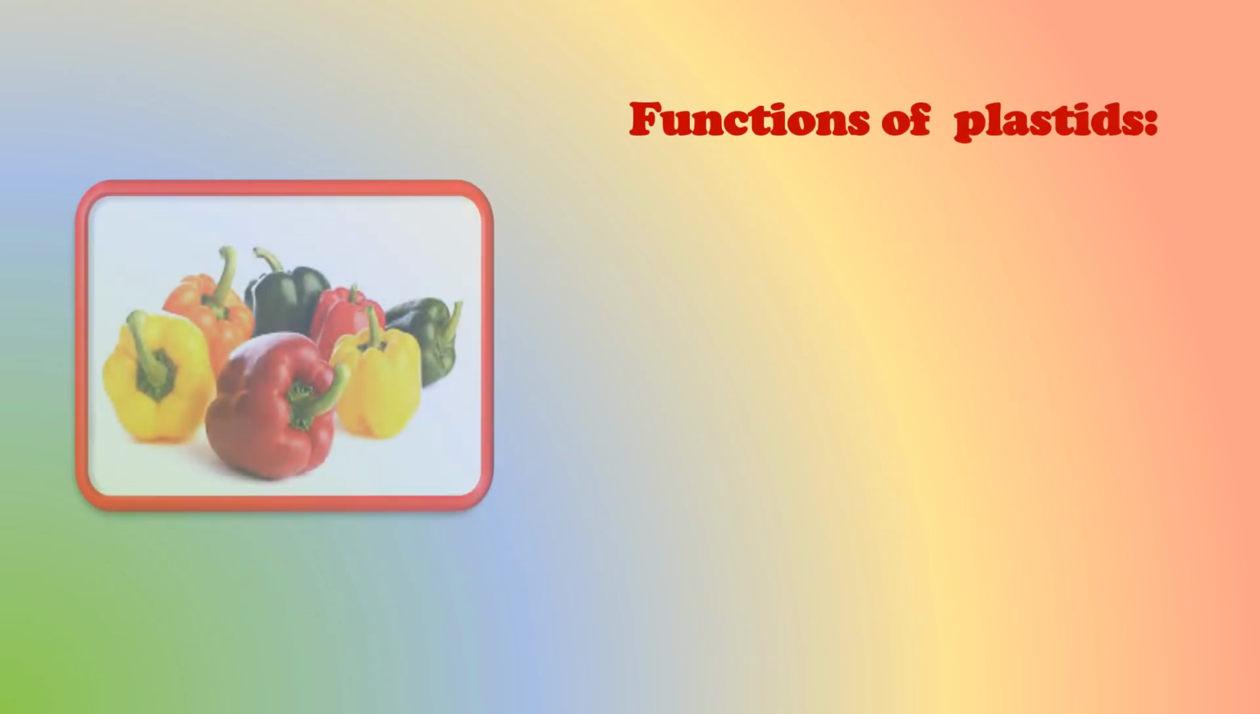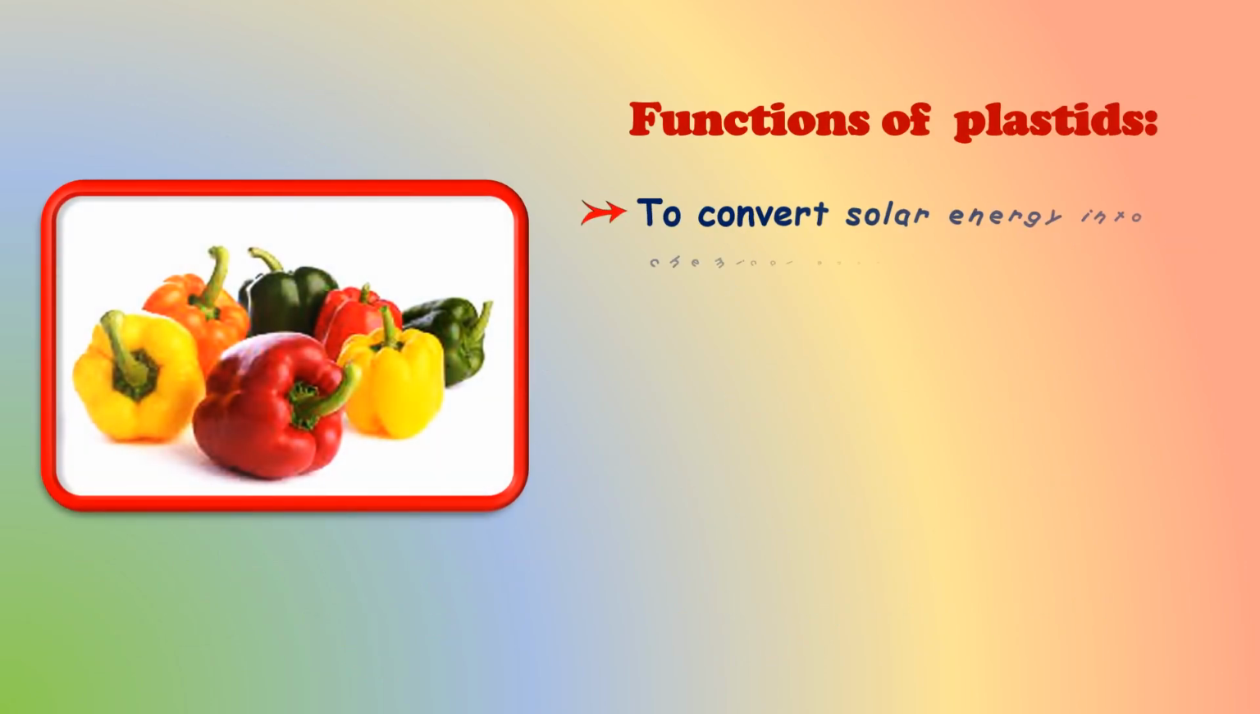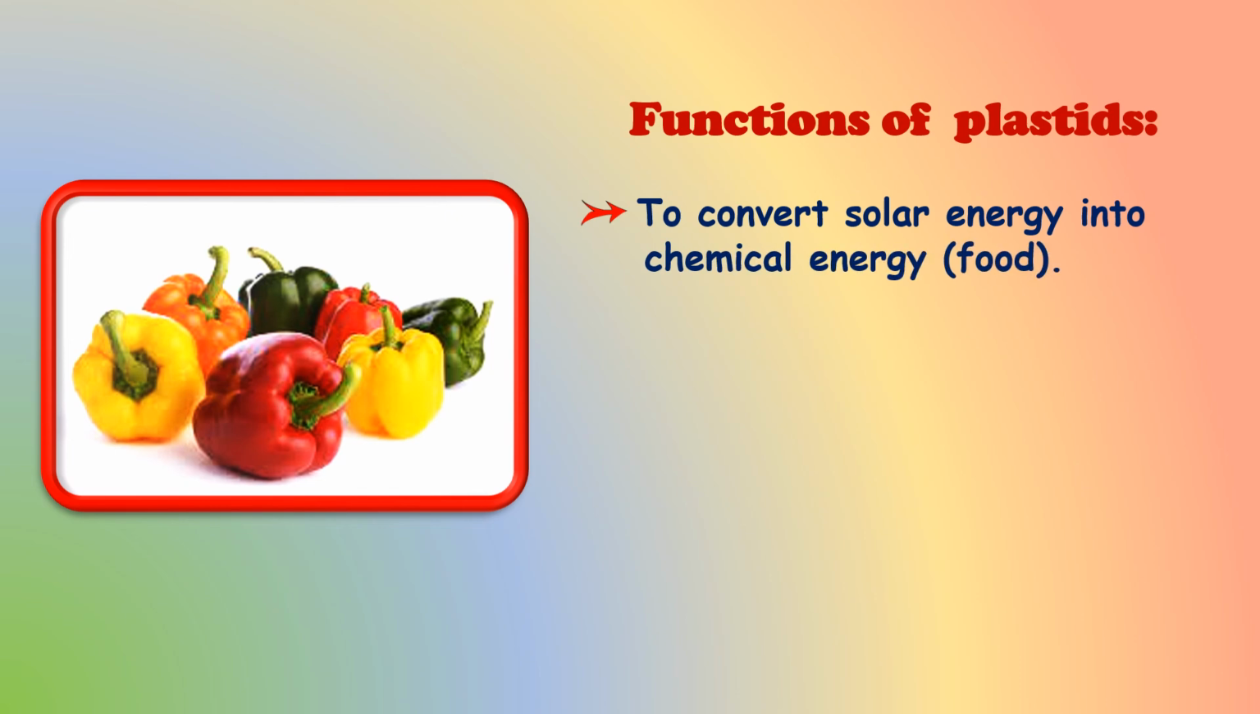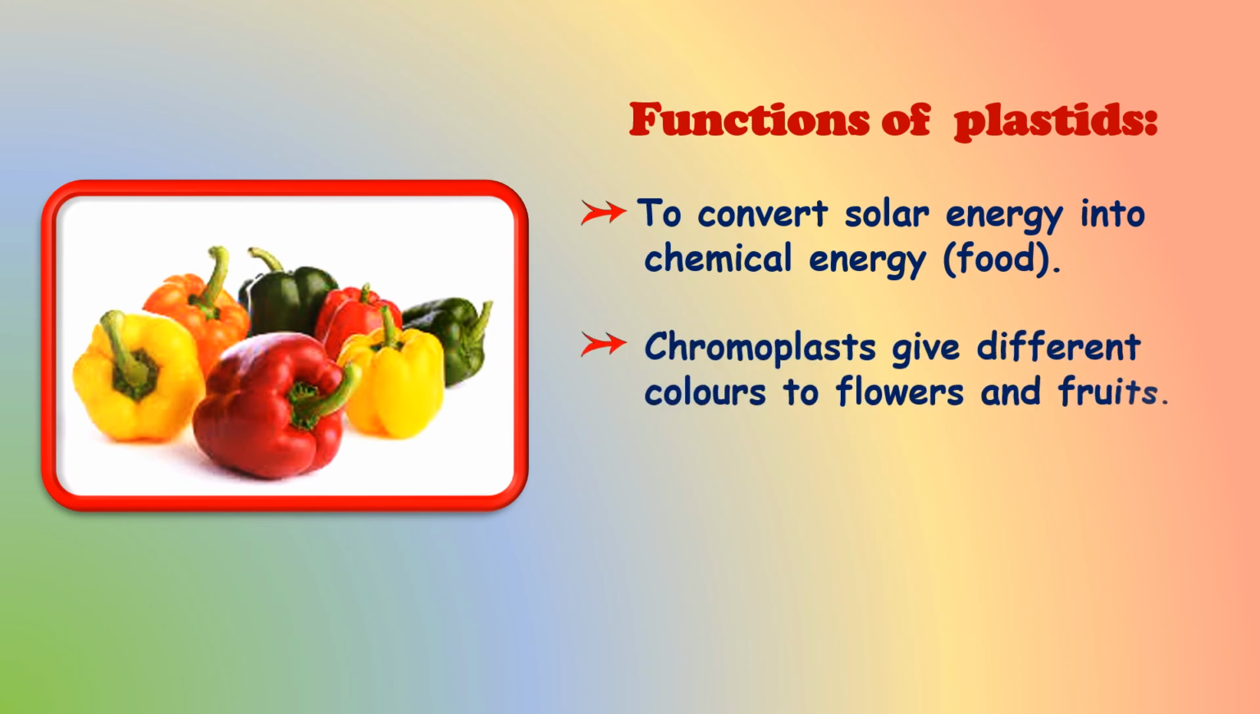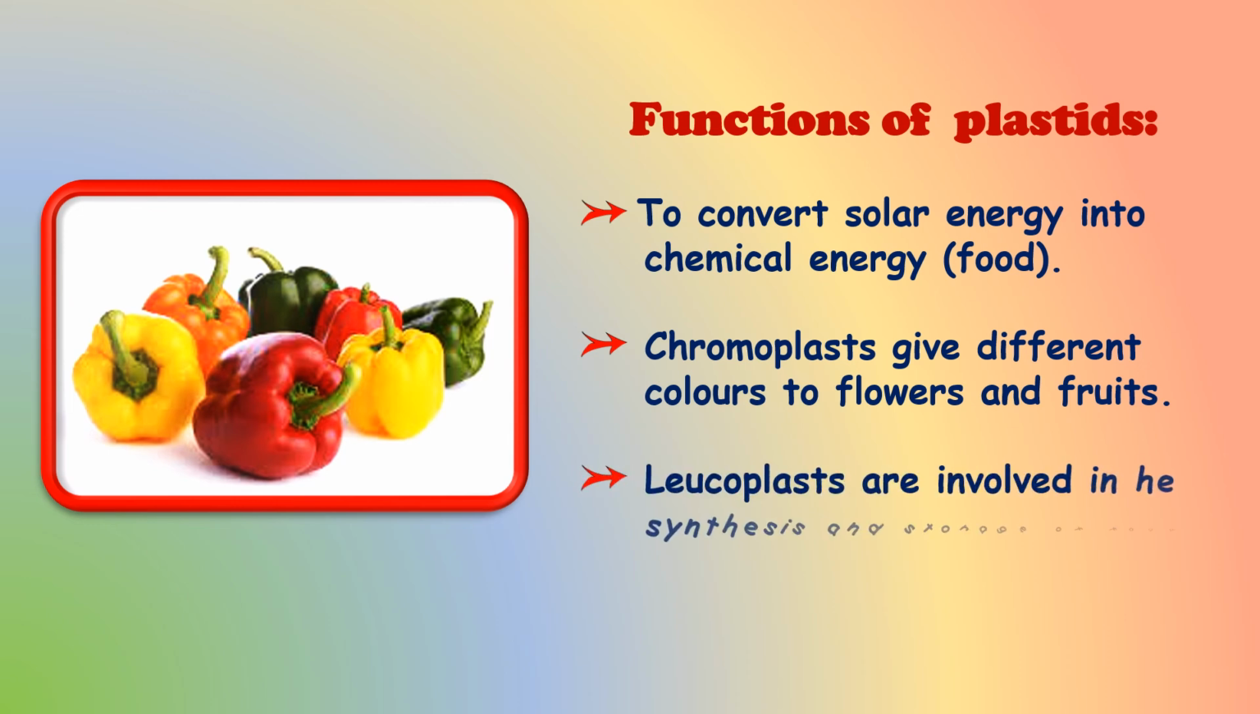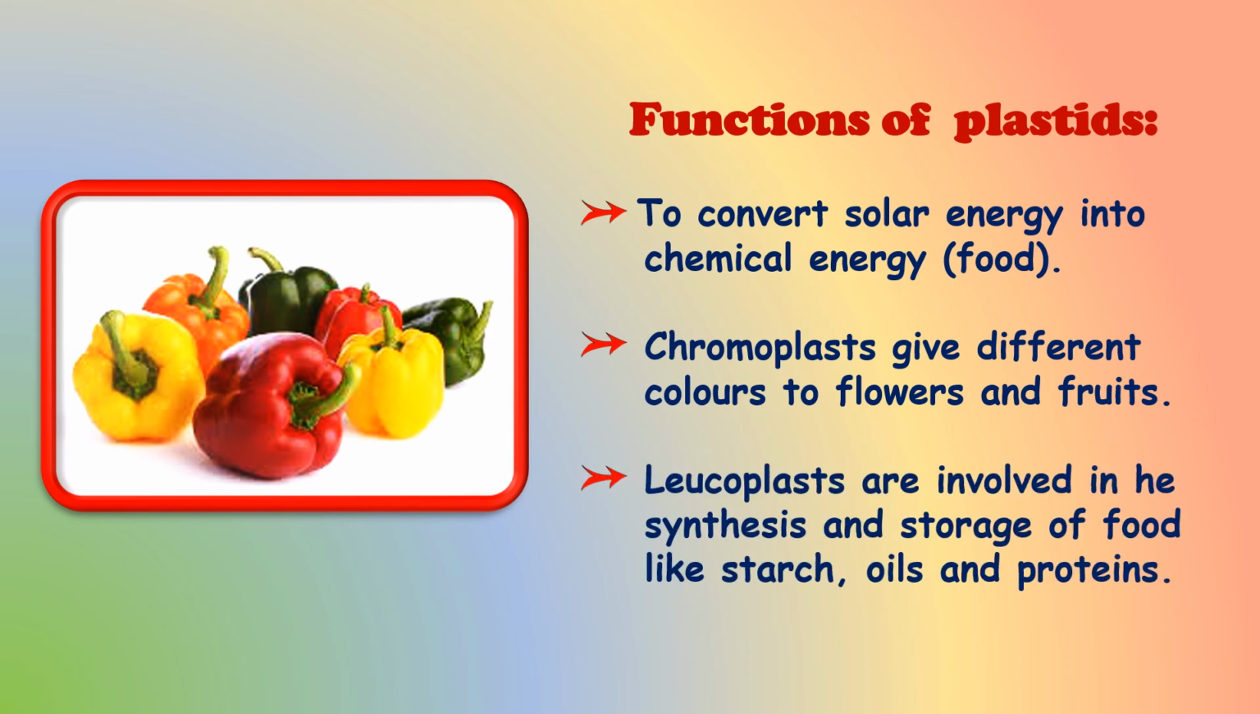The function of the plastids is to convert solar energy into chemical energy, that is to make solar energy into food of the plant. Chromoplasts or the colored plastids give different colors to flowers and fruits, as you can see here, the different kinds of vegetables and the colors. Okay. Leucoplasts are involved in the synthesis and storage of food like starch, oils, proteins, etc.